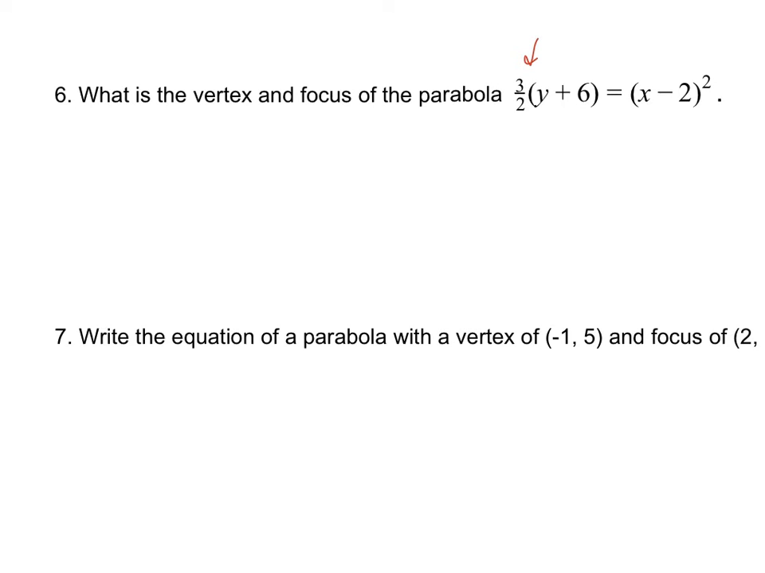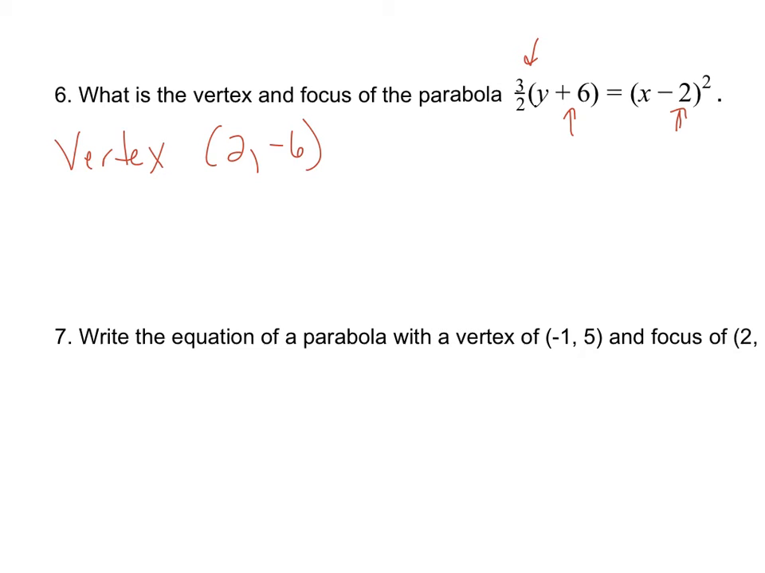So our vertex is always the opposite of the things in the x and y parentheses. So our vertex, and that's where it's going to open from, is going to be 2, negative 6. Again, you could also figure out what that value is by graphing it. So this one's a little tricky.